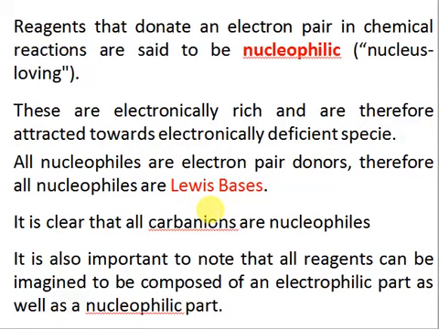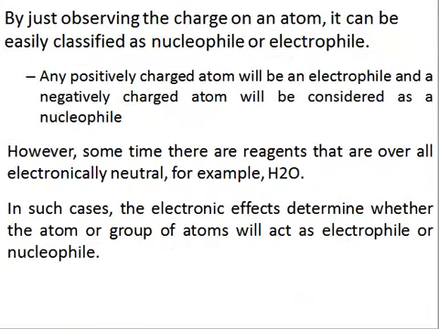It's important to note that all reagents that you will be using in reaction chemistry are composed of a partial positive end and a partial negative end, right? So all reagents are composed of an electrophilic part and a nucleophilic part. We shall identify which part will act as electrophile and which part will act as nucleophile. By just observing the charge on an atom or group of atoms, we can easily classify the reagent or species as a nucleophile or an electrophile. Any positively charged atom will be an electrophile, and any negatively charged atom will be considered a nucleophile. That's very easy: positive charge, electrophile; negative charge, nucleophile.